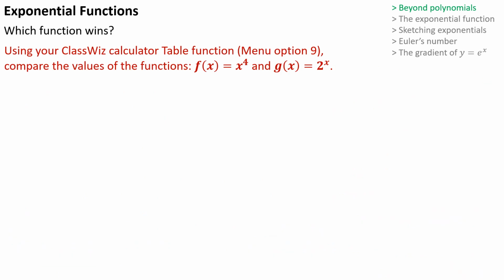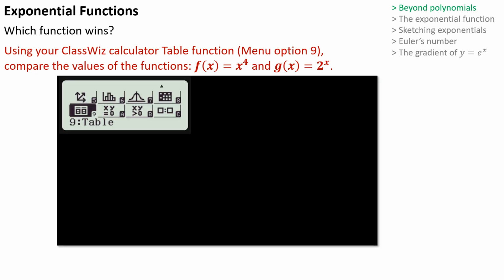Well, we're going to do some investigations, and we'll start with this. On the ClassWiz calculator, there is a table function. You just need to go to menu option number 9, and I'd like you to compare the values of these two functions. f of x equals x to the 4 and g of x equals 2 to the x. So type these in and try some different numbers out to see which of these functions is going to be the winner in the long run. So imagine you're allowed to put values of x in that are as large as you like. Which of these functions ultimately is going to come out on top? Which one will give you the larger values as its output beyond a certain point?